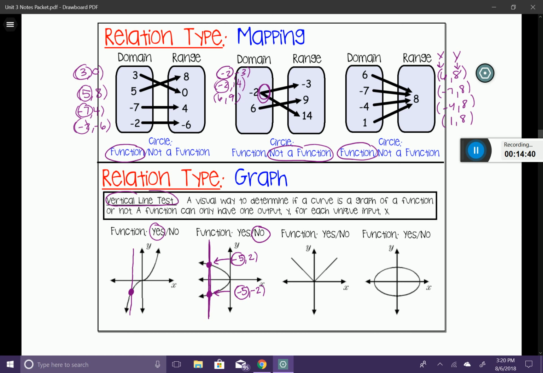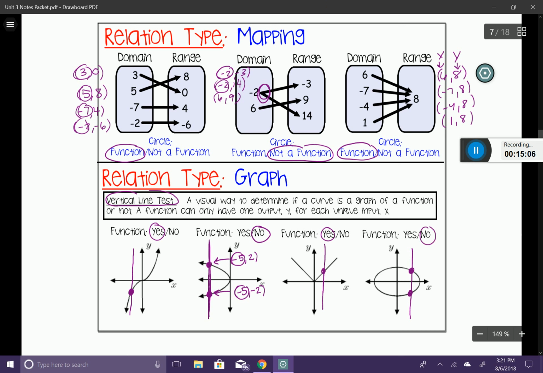So let's try 2 more. I'm going to put my vertical line right here, and you can even move that vertical line side to side. If that vertical line crosses 2 locations, it automatically is not a function. But in our case here, it crosses once, so that is a function. Then I'm going to put my line right here, and you can see that it crosses here and here, which is 2 places, which is not going to work. So this is not a function.